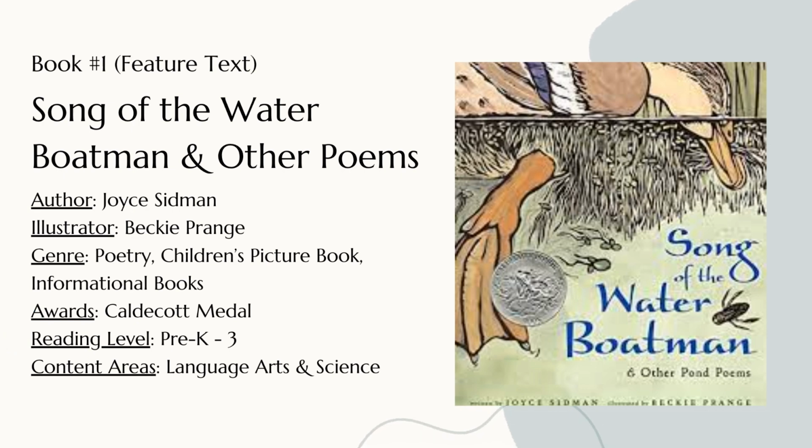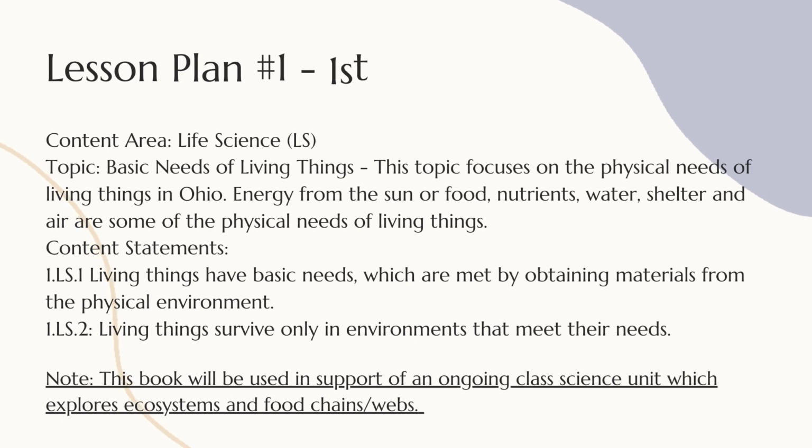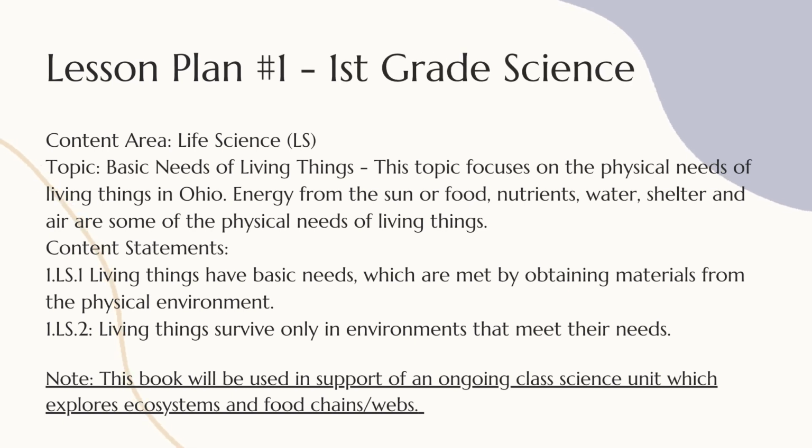And for my lesson plans I will be describing next, I chose to do a first grade language arts and science lesson plan. My first lesson plan for first grade is science. The content statements for this lesson plan are living things have basic needs, which are met by obtaining materials from their physical environment, and living things survive only in environments that meet their needs. If I were to teach this lesson plan in a true classroom, this book and lesson plan will be used in support of an ongoing class science unit which explores ecosystems and food chains and webs. This particular lesson plan would occur while learning about the wetland/marsh ecosystem.